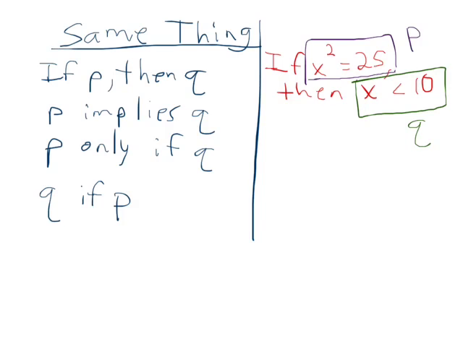Here's an example on the right. We see here if x squared equals 25, then x is less than 10. We're going to let P be the hypothesis, so x squared equals 25 would be your P statement, and then x is less than 10 would be your Q statement. This would be your conclusion. So if we look at the other alternative ways of writing this, we could say x squared equals 25 implies x is less than 10. We can say x squared equals 25 only if x is less than 10. Or we can write this as x is less than 10 if x squared equals 25.